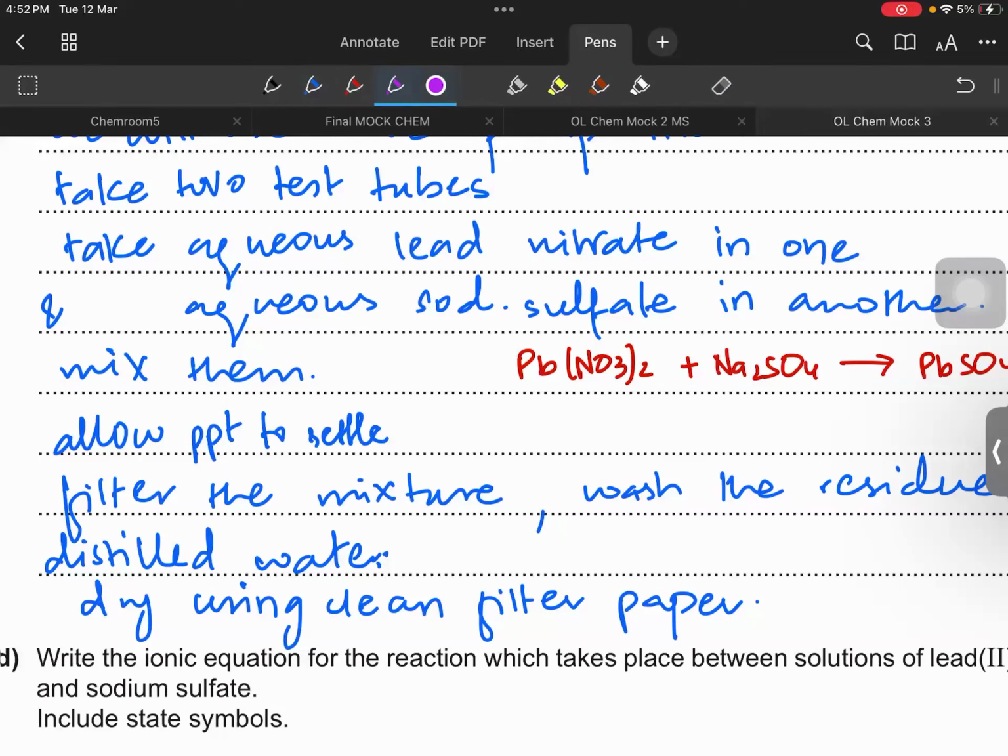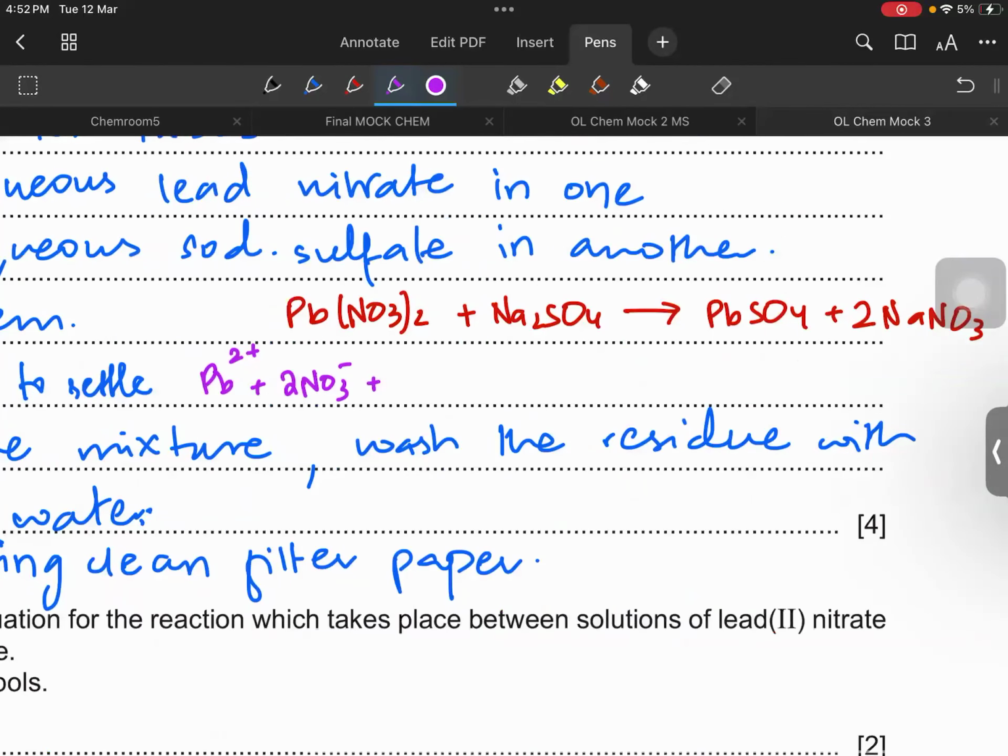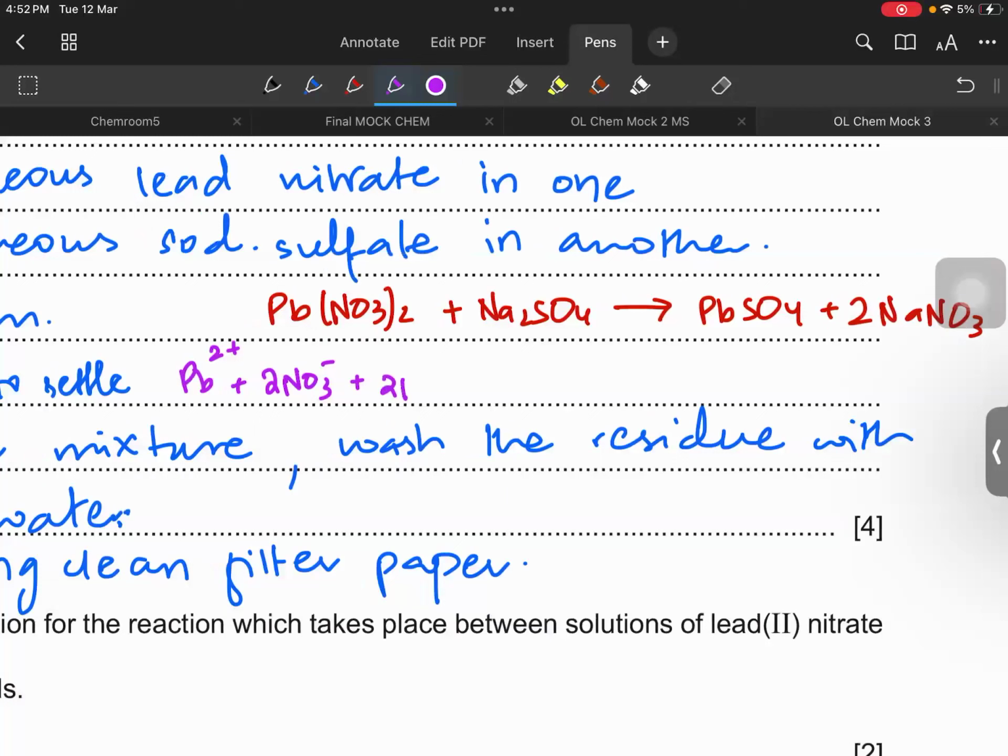So it's gonna be Pb 2 plus and double nitrate minus. Next, 2Na plus, double sodium plus and single sulfate minus. Next, PbSO4 stays the same, plus two sodium and two nitrates, double nitrate. What do we cancel? नाइट्रेट कैंसिल हो गया, सोडियम कैंसिल हो गया, Pb सेम क्यों है?